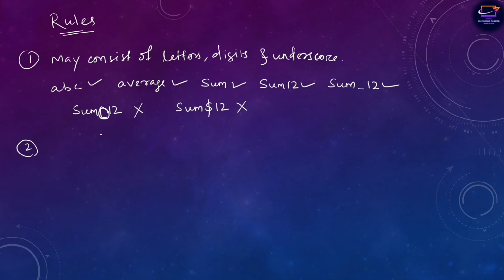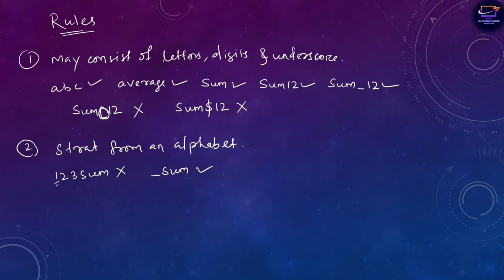So coming to rule number 2, that is variable name also starts from a letter. Whenever we write a variable name, it should start from a letter or alphabet. If I write 123sum, then this is invalid because it starts with a digit. You cannot start with a digit. But in some compilers, it will be valid if you use an underscore. If we write _sum, in some compilers this is valid.